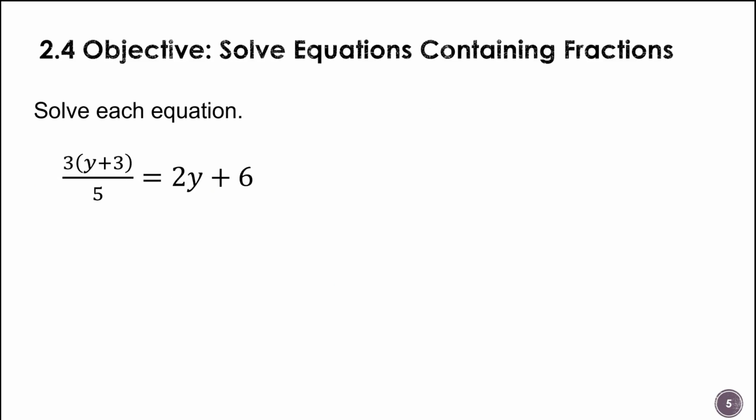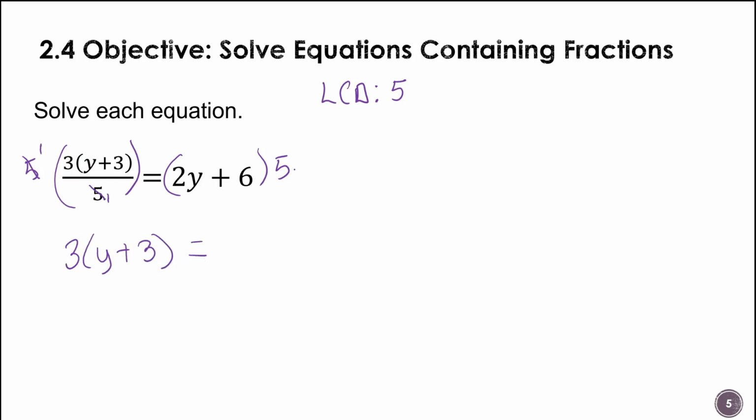This is another type of fraction equation, and once again our denominator is 5, the only one we have, so we're going to multiply every single part of this, all the terms, by 5. So on this side, when I multiply by 5, I'm going to eliminate this denominator, right? That 5 goes into 5 one time. So now I just have 3 times y plus 3. And on the other side, I'm going to multiply 2y by 5, so that's a 10y. 6 times 5, so that's plus 30.